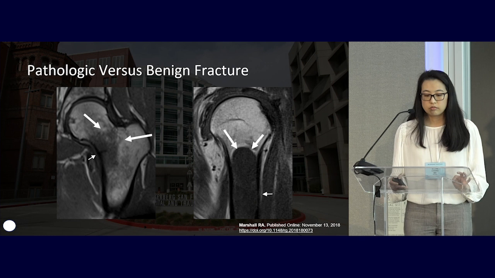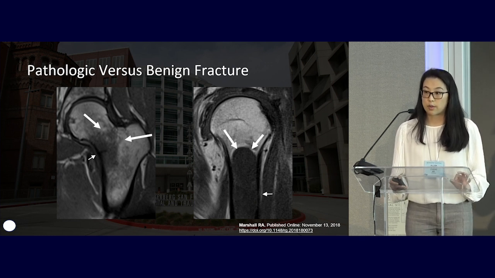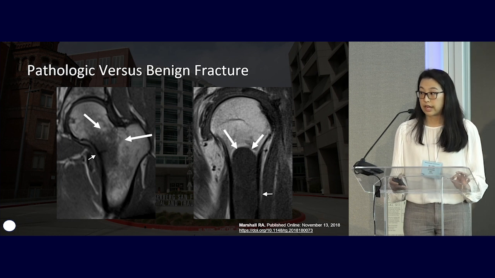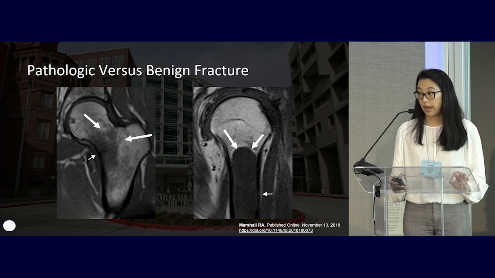On the right, you can see a pathologic fracture with subtle cortical disruption of the posterior humeral cortex, and underlying this, you can see a markedly T1 hypointense pathologic lesion with convex margins without areas of interspersed fat and with a sharp transition to the adjacent marrow.